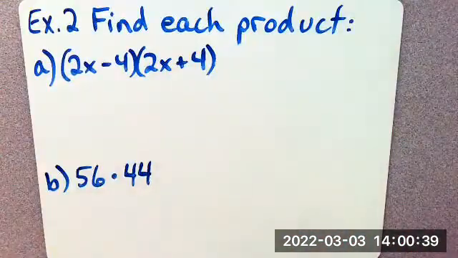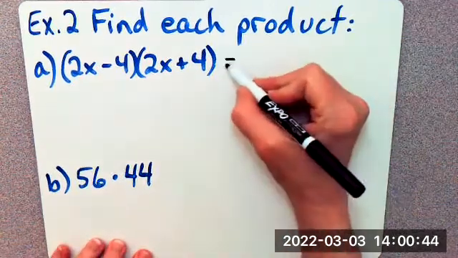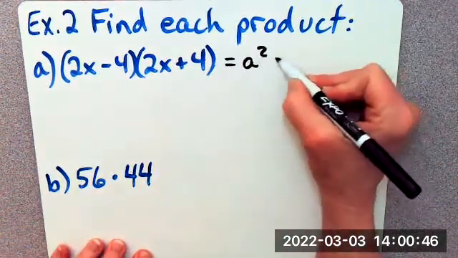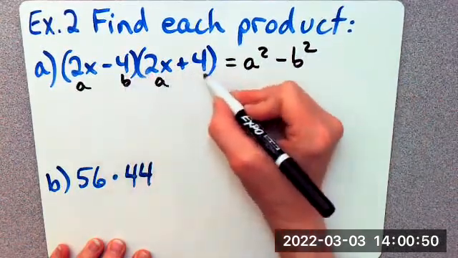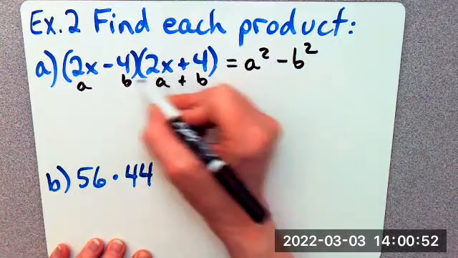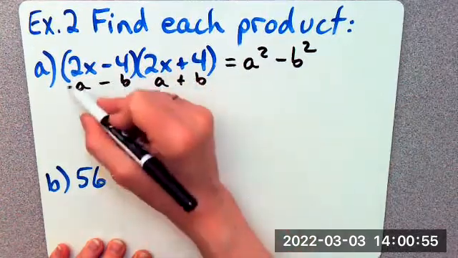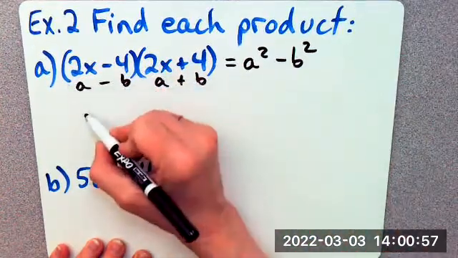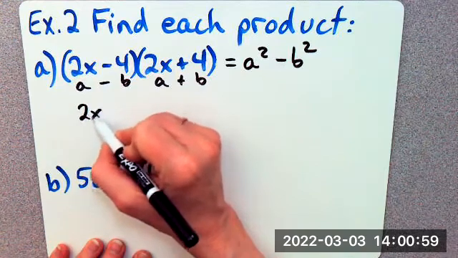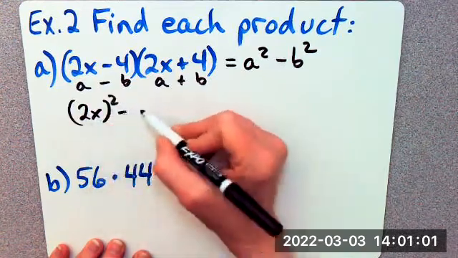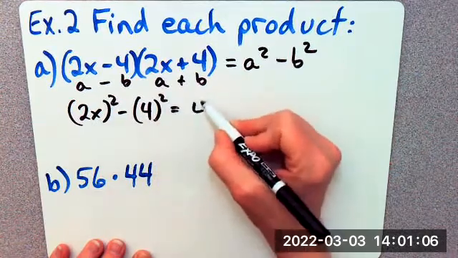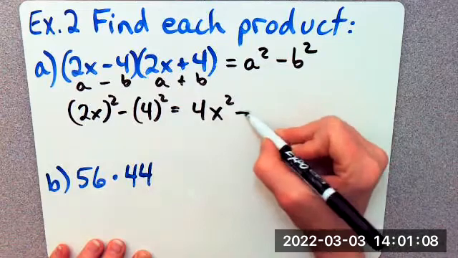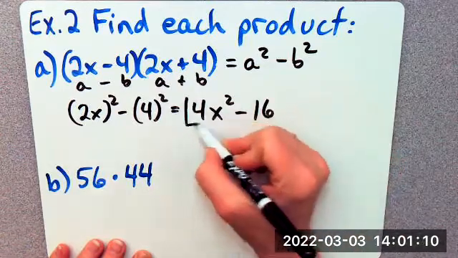All right, let's find the product of this one. This one's the difference of squares, where it results in a squared minus b squared. So if this is a, b, this is a, b. Okay, so we have a squared, which is 2x squared, minus b squared, which is 4 squared. So that results in 4x squared minus 16.